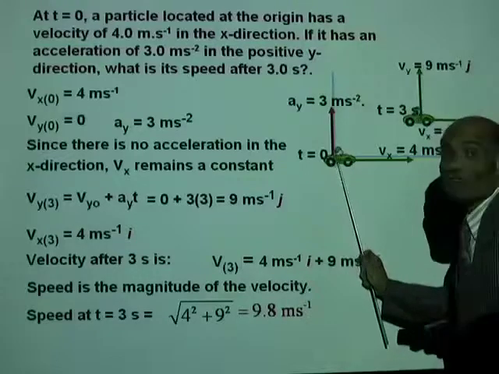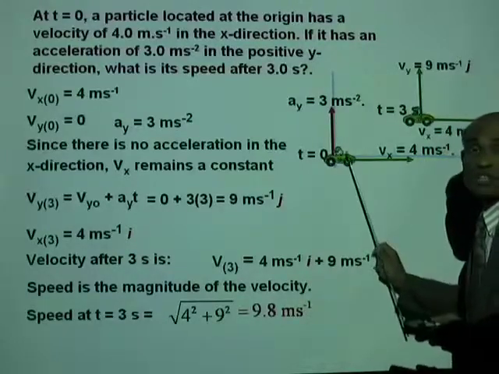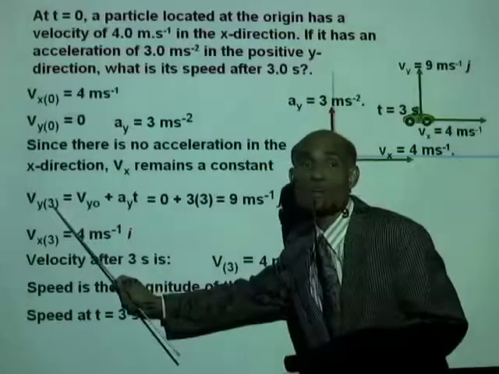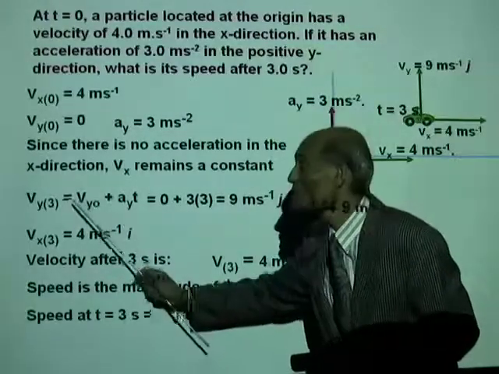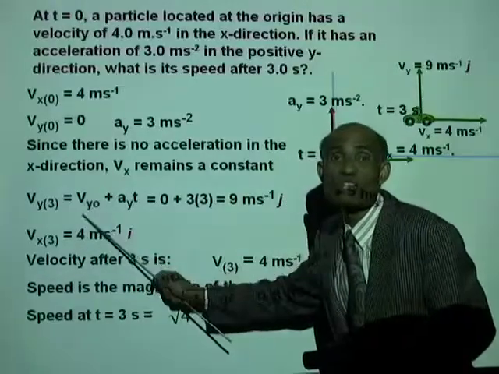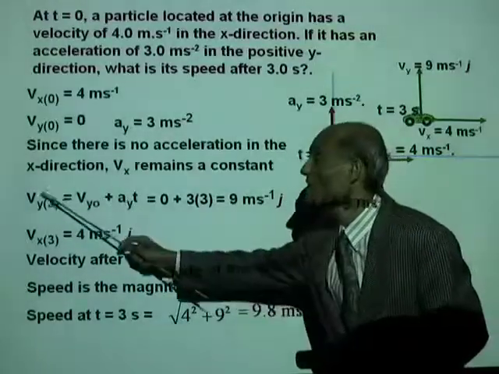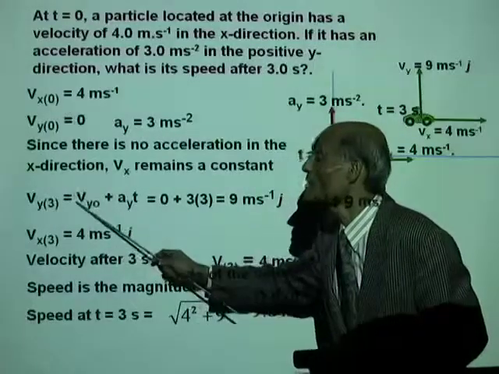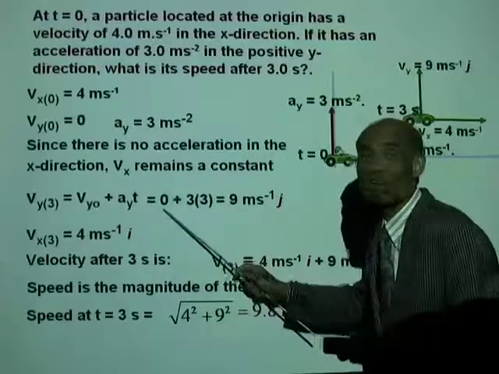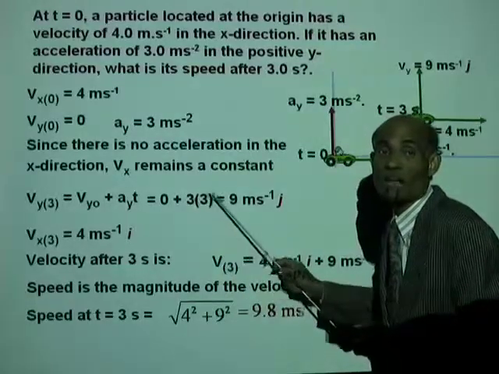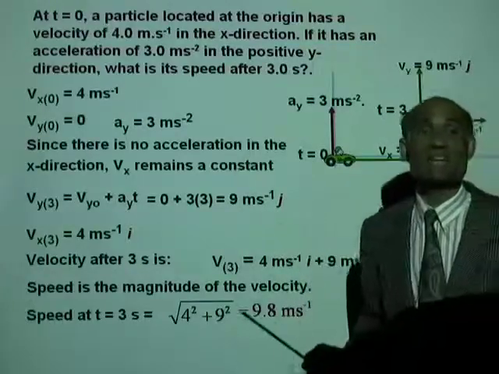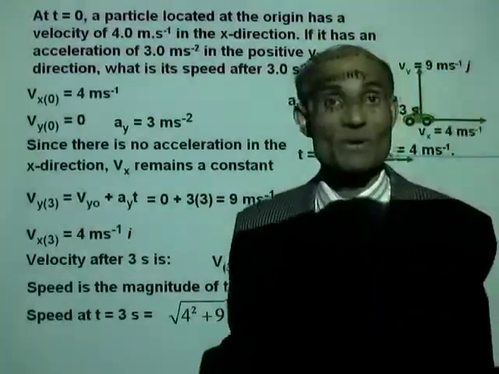I hope you followed the way we solved the problem. The x velocity remains a constant. Y velocity, because there is an acceleration in the y direction, increases according to the equation v equal to v0 plus at. Vy equal to Vy0 plus at. Initial y velocity is 0 and the y velocity at the end of 3 seconds is 9 meters per second.